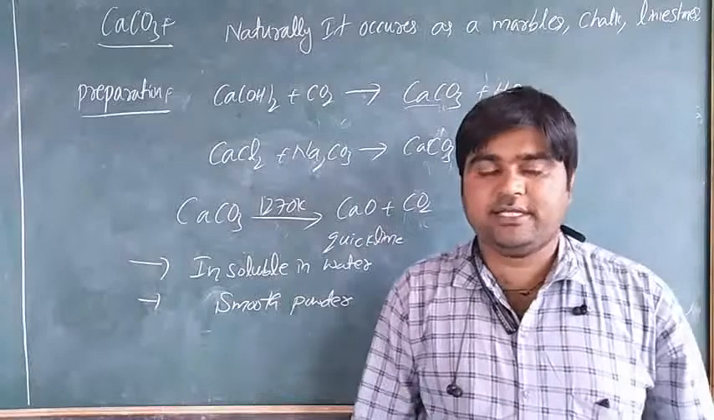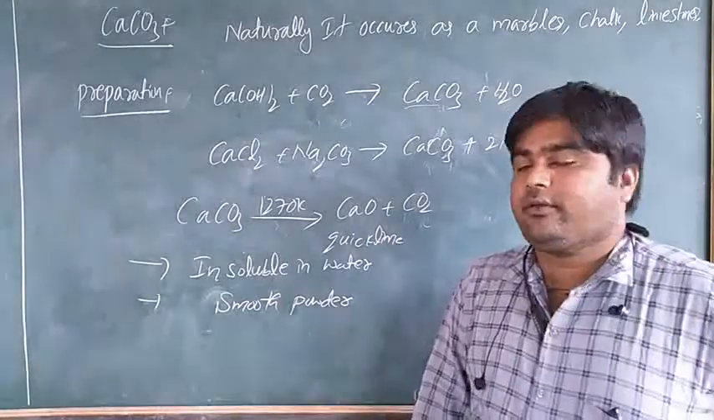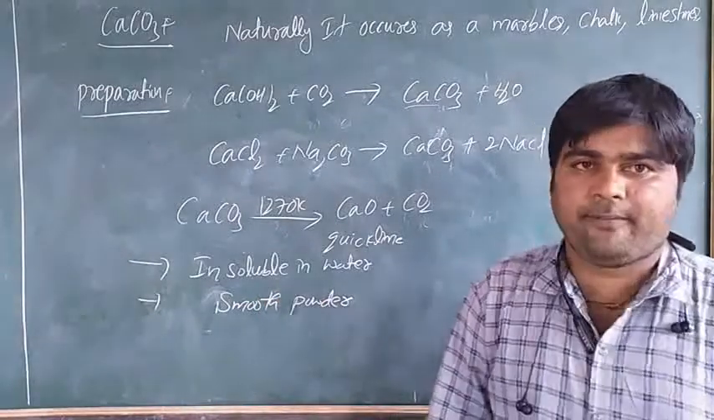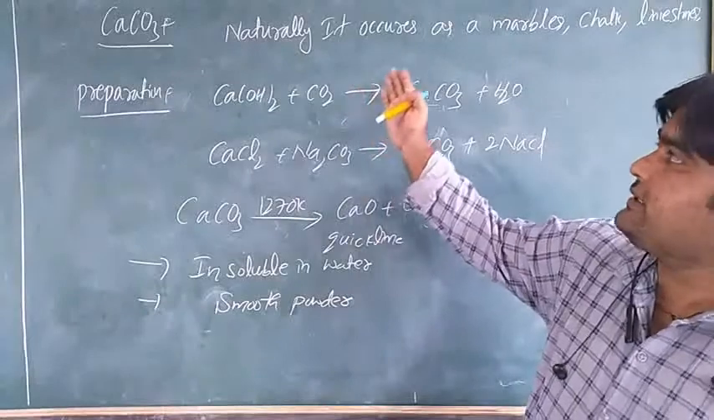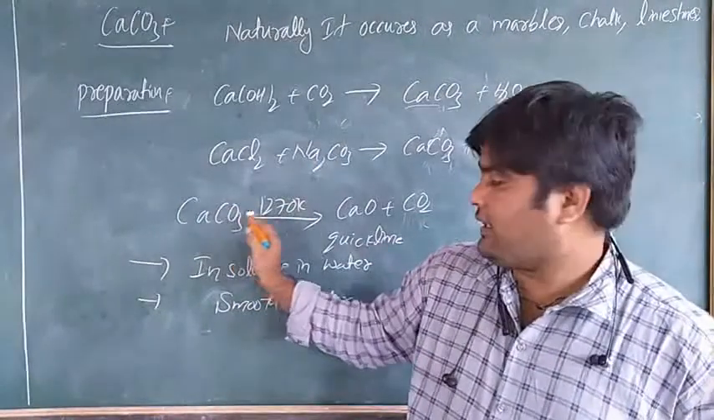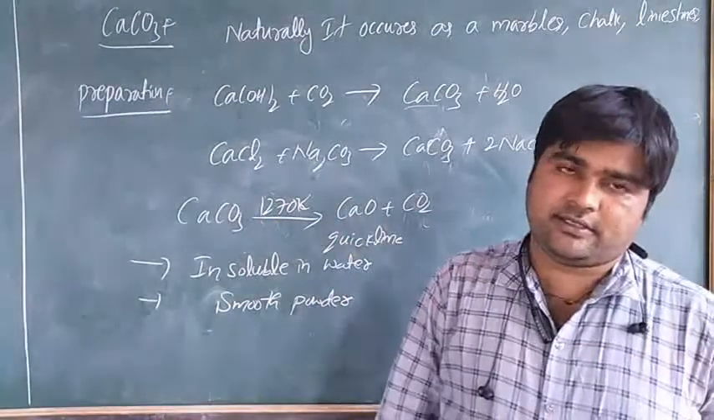Properties: it is insoluble in water, and it is a smooth powder. However, calcium carbonate when heated at about 1270 Kelvin forms calcium oxide and carbon dioxide.